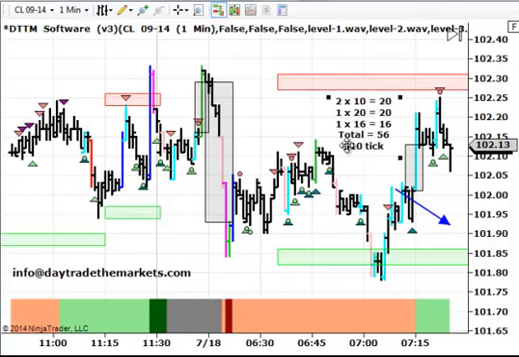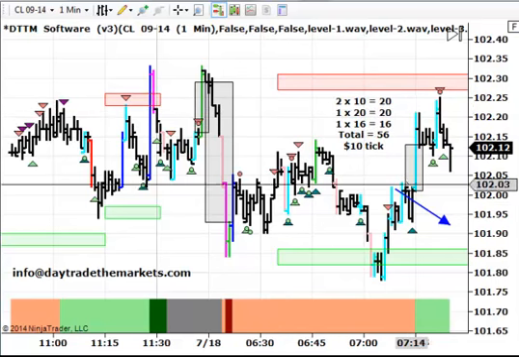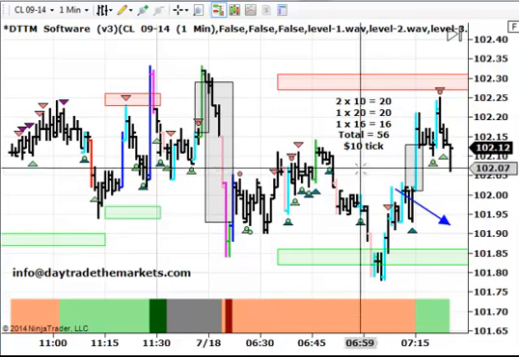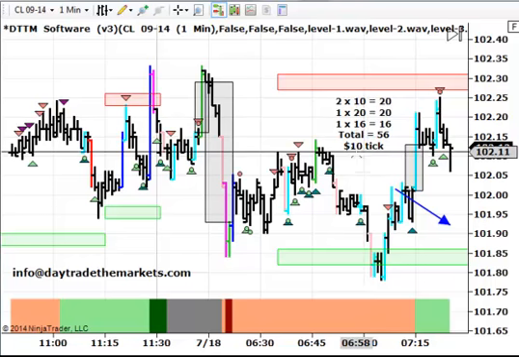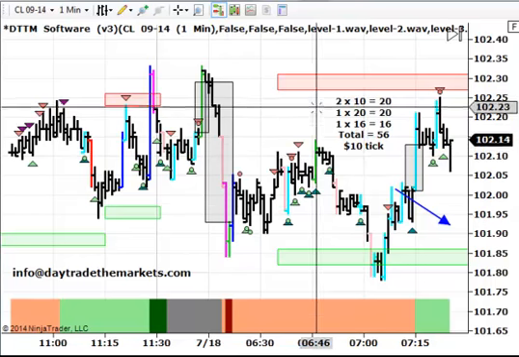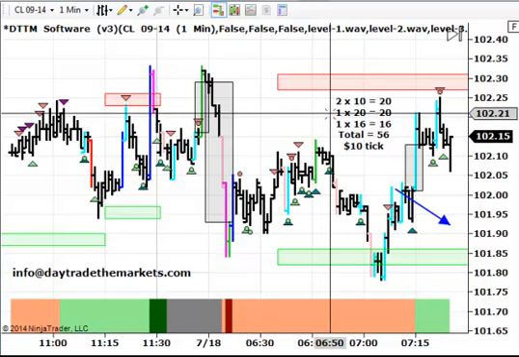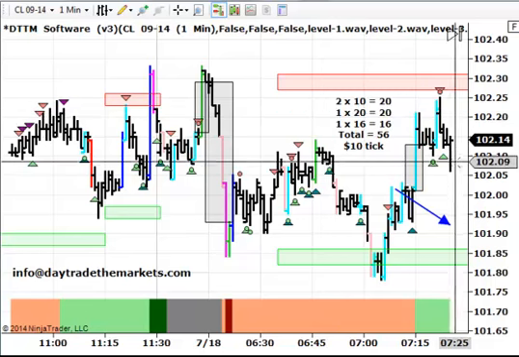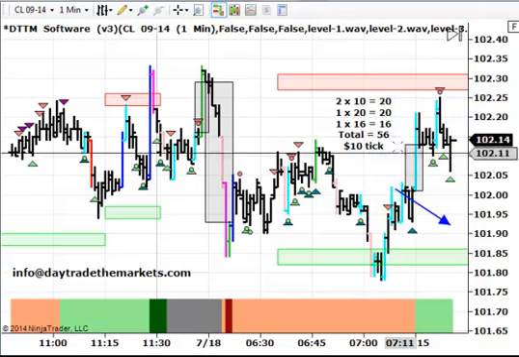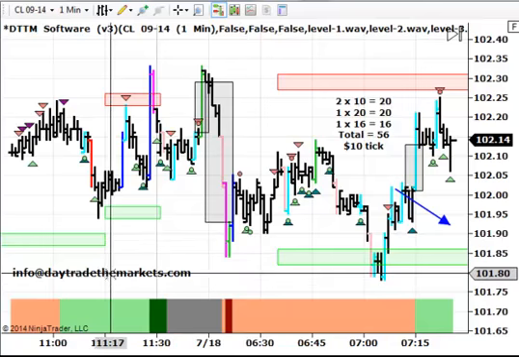I did a little synopsis here when I was on pause. So we had the two contracts where we made 10 ticks each, with the one contract where we made 20 ticks, and then the one where we got stopped out for 16 ticks, so 56 tick total on our four contracts. And if you're not familiar with the crude, that is $10 per tick, so 56 ticks total on that trade. So we'll see what develops here in the crude from here on out for the rest of the day.